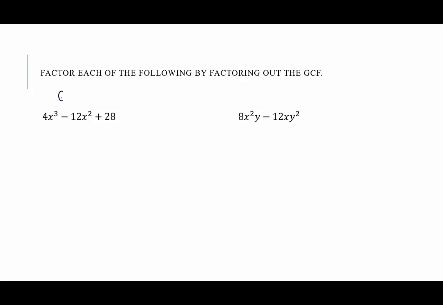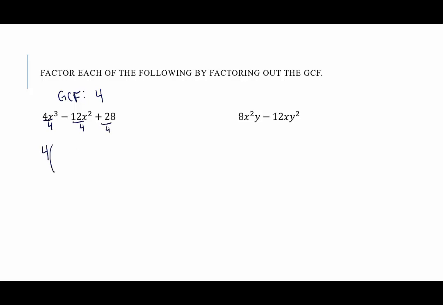Okay, in our first one, oh, it was so close, right? We had the 4x cubed and the 12x squared, and then, oh, there's no x. So in this case, we would just focus on the numbers 4, 12, and 28. And those are all divisible by 4. I'm going to factor out a 4. First term is positive, so we're all good. I'm going to divide each of these by a factor of 4, the GCF.